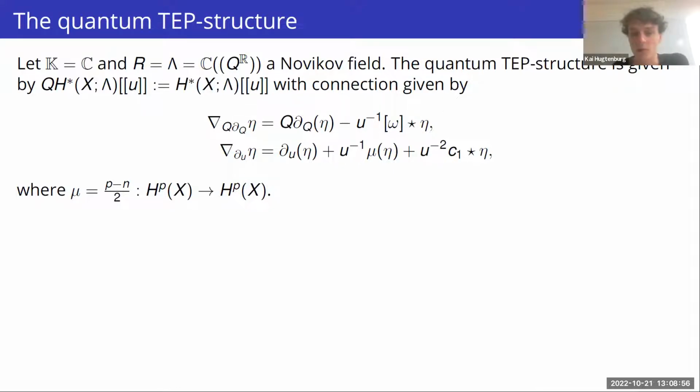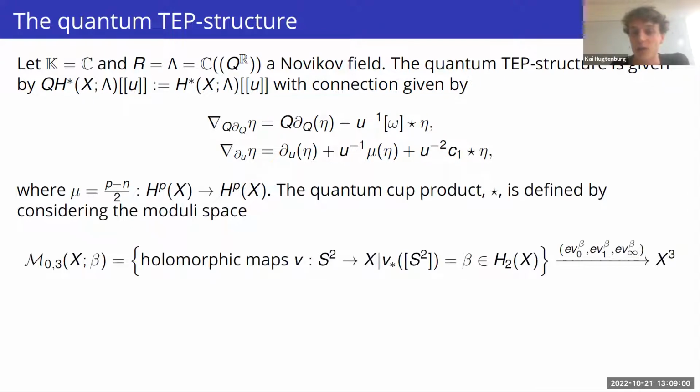And you probably all know how quantum cohomology is defined, but in the setting that I am going to work in, you can actually really nicely express the quantum cup product by some push-pull formula. So how do you do this? You take the moduli space of 3-pointed genus 0 curves. So that's maps from the 2-sphere into X. And this has 3 evaluation maps, evaluation at 3 points, like 0, 1, and infinity, for example.